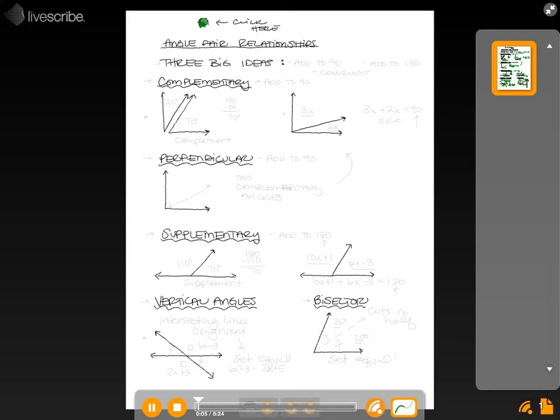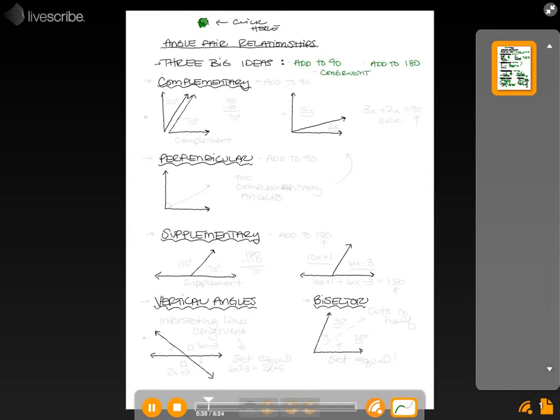Okay, so this video is on angle pair relationships, and there's 5 different angle relationships we're going to look at. Of those 5 relationships, there's really 3 big ideas, or 3 groups, that these will get put into. The first big idea is that things will add to 90. Second one is that things will add to 180. And the third one is that things will be congruent.